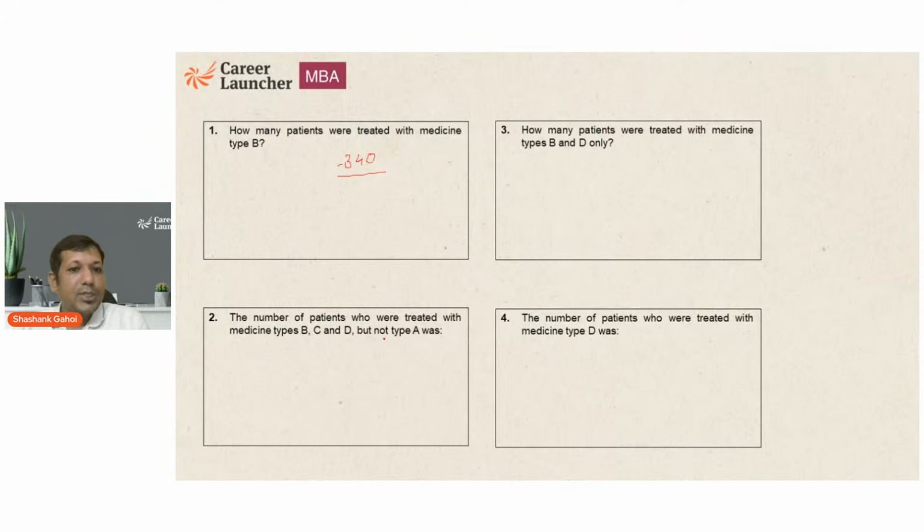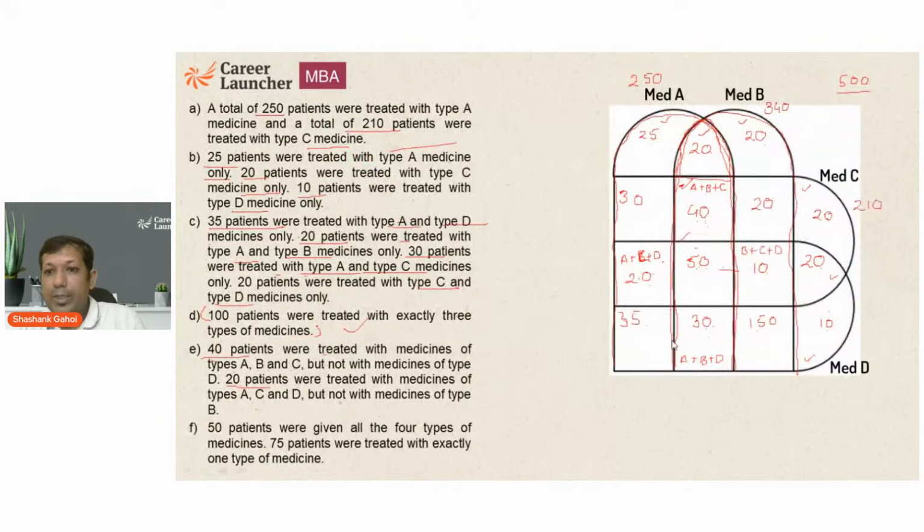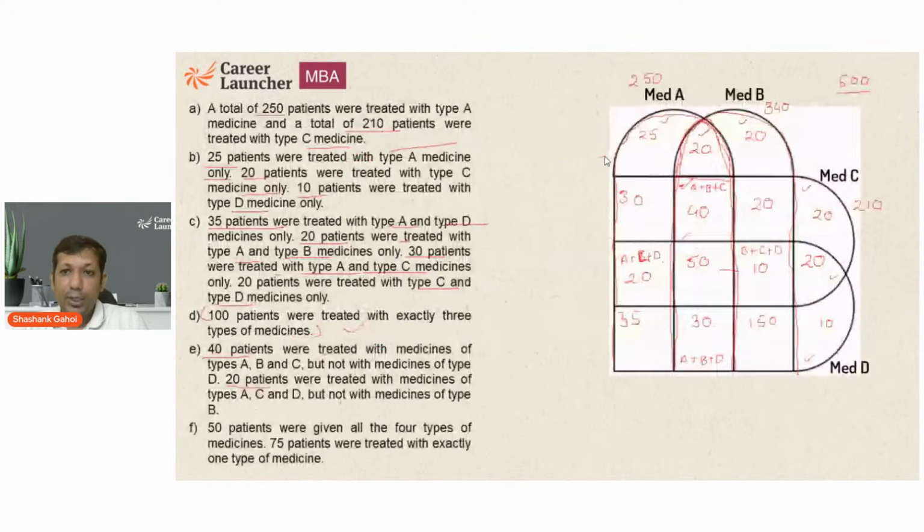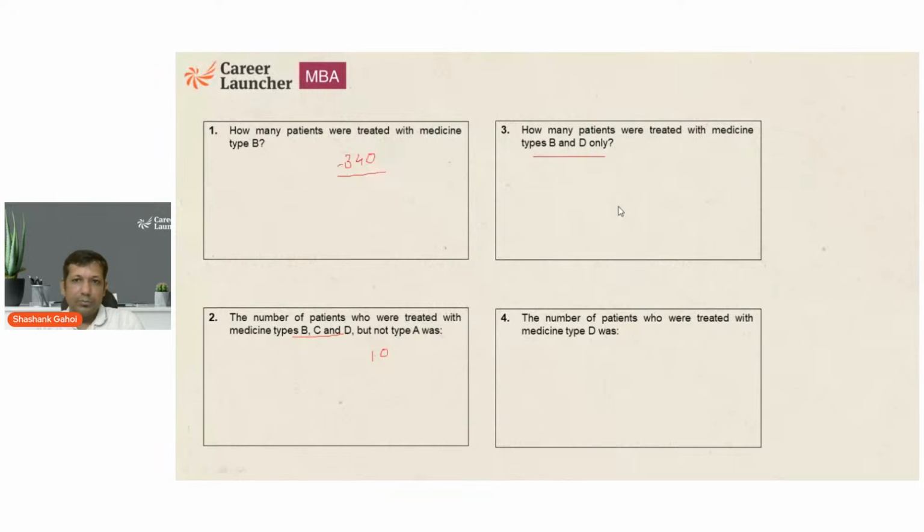The number of patients who were treated with B, C, D but not A. So B, C, D but not A is going to be 10. Definitely, we have already seen that. So that comes out to be 10. How many patients were treated with B and D only? B and D only means B and D. That comes out to be 150. Okay, fair point.